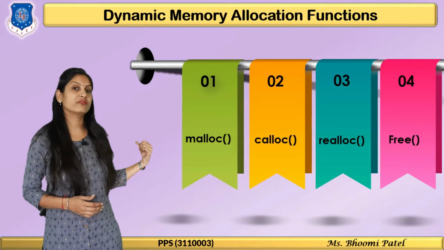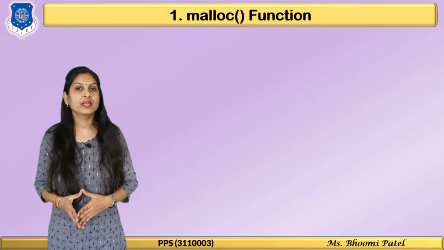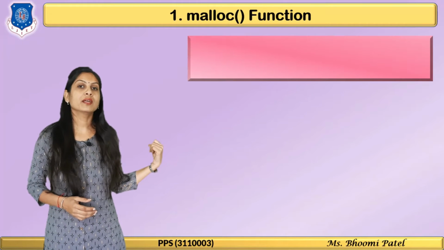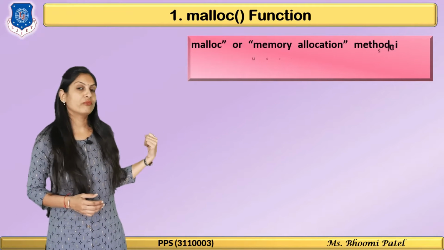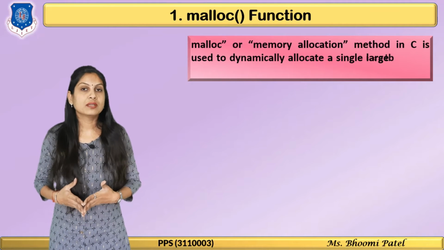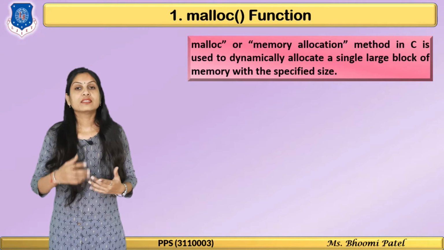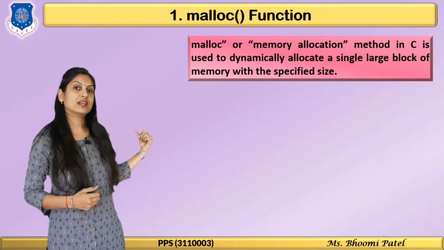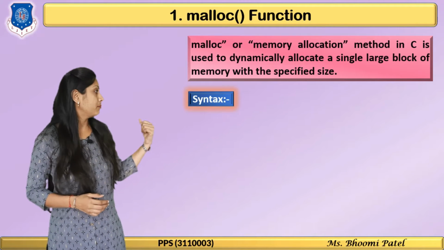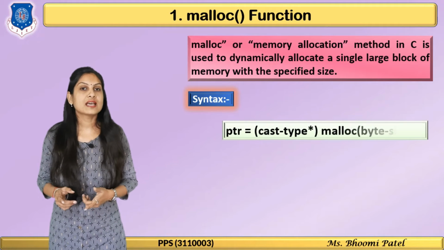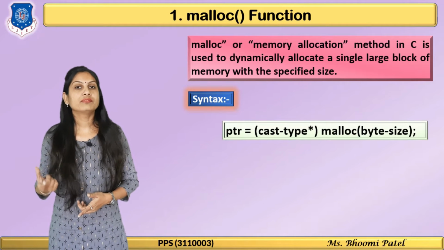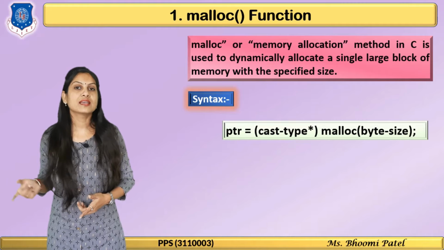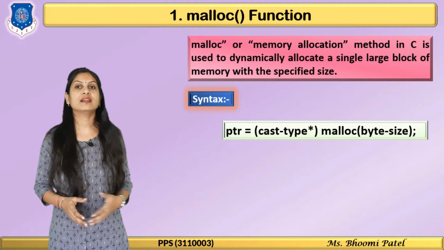So let's move to the very first, memory allocation, that is our malloc function. When we are allocating memory using malloc, it stores one large single block of memory. Clear? And how? Let's understand with the syntax. ptr equals cast type and then star, and then our function malloc, and inside the round brackets we are passing the byte size.